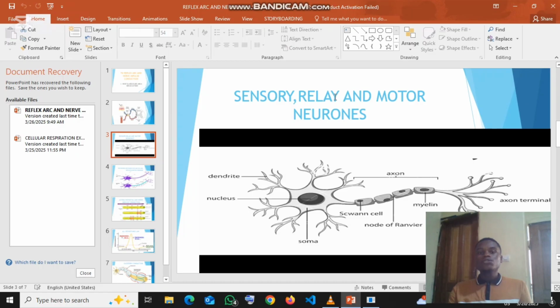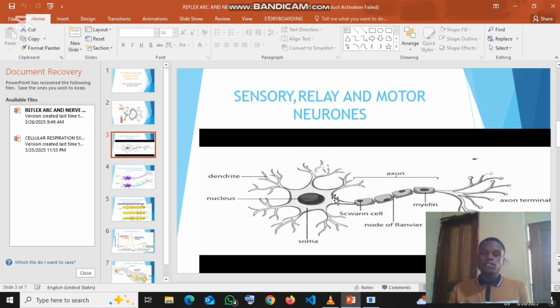Now, the relay neuron is found in the central nervous system, precisely in the spinal cord. It transmits the information that was carried by the sensory neuron to the motor neuron. Now, the motor neuron carries the processed information from the spinal cord towards the periphery so that an effect can take place. So, the pathway traveled by the sensory neuron, we call it the afferent pathway. Then the pathway traveled by the motor neuron, we call it the efferent pathway.